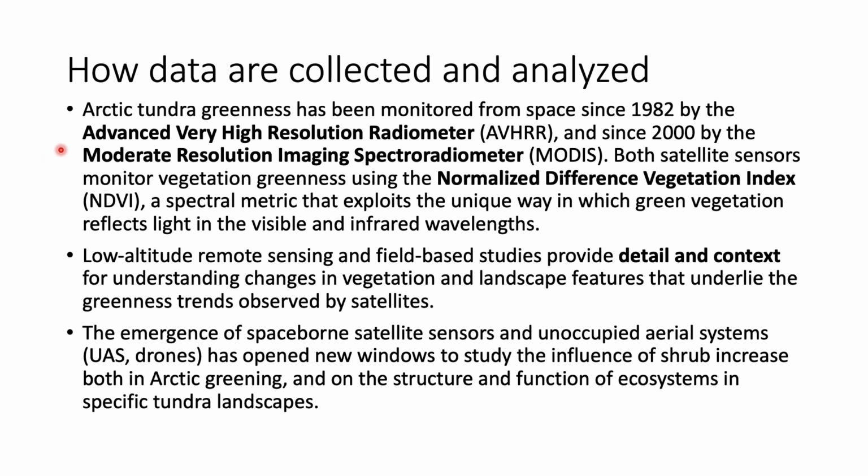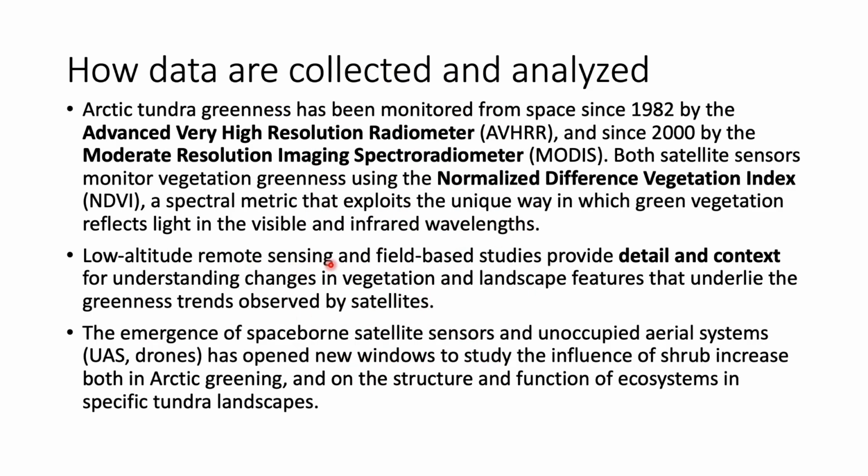Let us look at how these scientists carry out all these things. They collect data and they analyze the data. So how do they collect the data? Arctic tundra greenness has been monitored from space since 1982 by the Advanced Very High Resolution Radiometer, and since 2000 by the Moderate Resolution Imaging Spectroradiometer, MODIS. Both satellite sensors monitor vegetation greenness using the Normalized Difference Vegetation Index, or NDVI, a spectral metric that exploits the unique way in which green vegetation reflects light in the visible and the infrared wavelength. So using this, people can study how much green plants are present in the Arctic region.